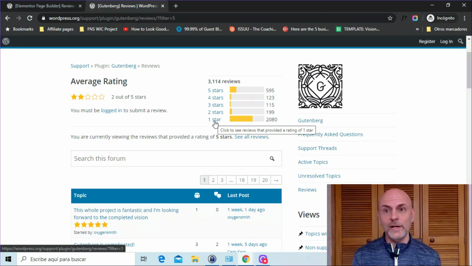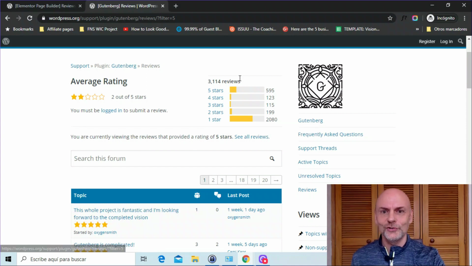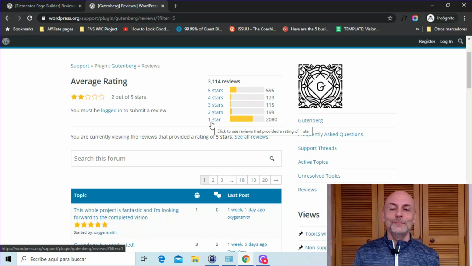WordPress has a lot of money. They have a lot of resources. And yet people have hated Gutenberg from the beginning and they keep coming out with more releases. And as I just showed you with all these one-star reviews, people continue to hate it. So maybe someday Gutenberg will be a lot better than it is right now, but it's not anywhere near the level of Elementor, not even near the level of the free version of Elementor. So it's certainly not putting Elementor out of business anytime soon.